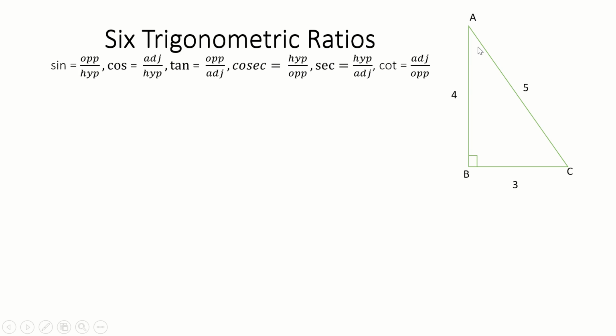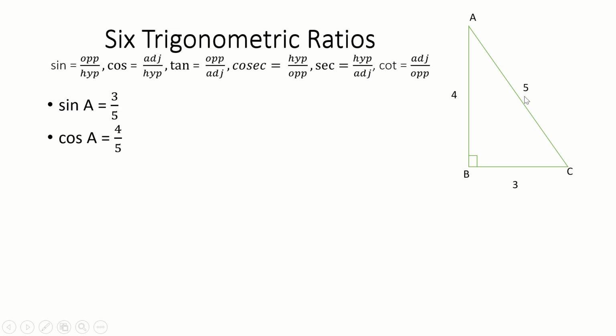So what is sine A? Sine A is opposite side over hypotenuse. So what is it? 3 over 5. Now what is the next one? Cos. Cos is adjacent side over hypotenuse, right? Adjacent side over hypotenuse, 4 over 5.